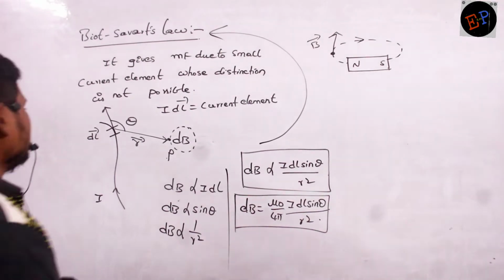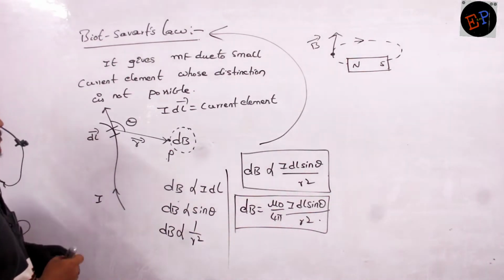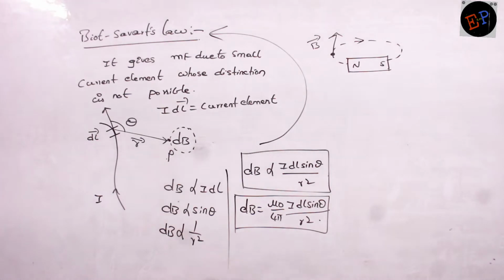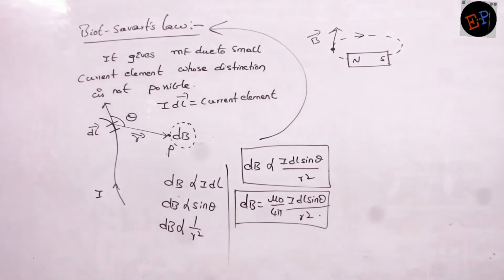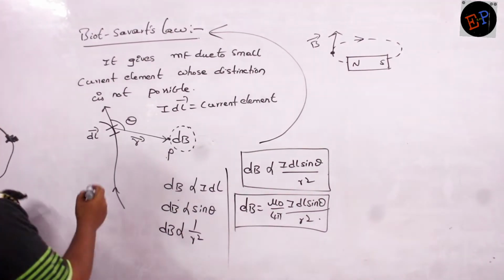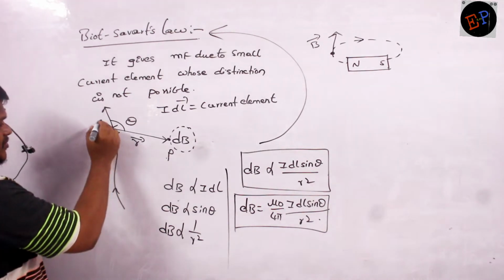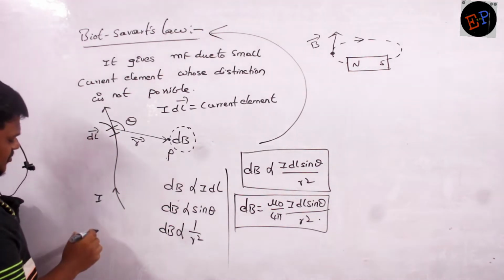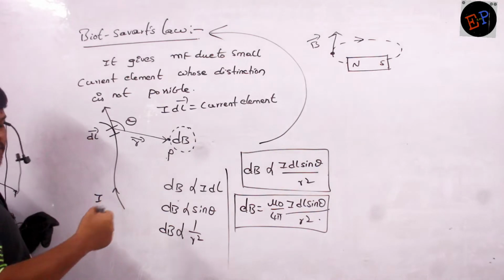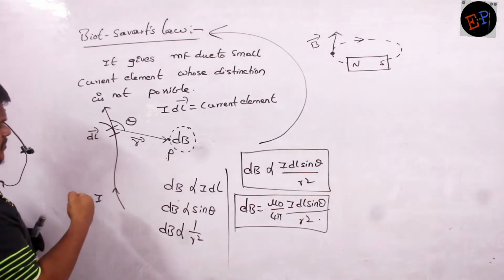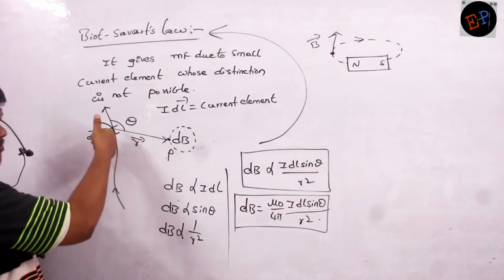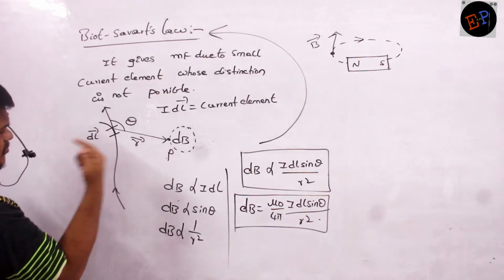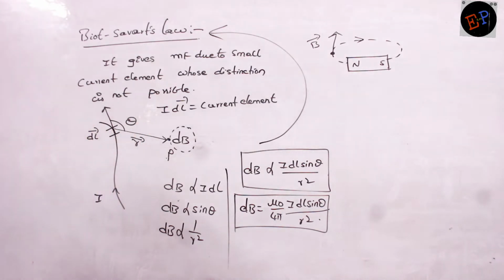So this is the direction of current, no? First of all we use the right hand grip rule. Hold this conductor such that the thumb is in the direction of current; the curling of fingers will give the direction of magnetic field.